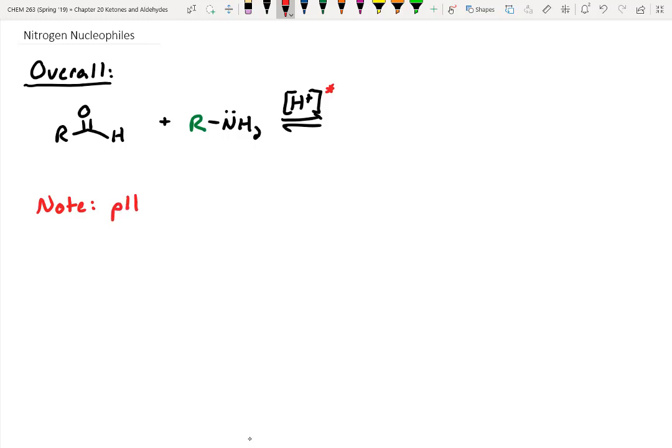Instead, you normally run this in a buffer. So the pH of your buffer should be between 4 and 5 normally. If the pH drops too low, you shut down the reaction because all of your amine will be protonated. And if all of your amine is protonated, you won't have a good nucleophile anymore.